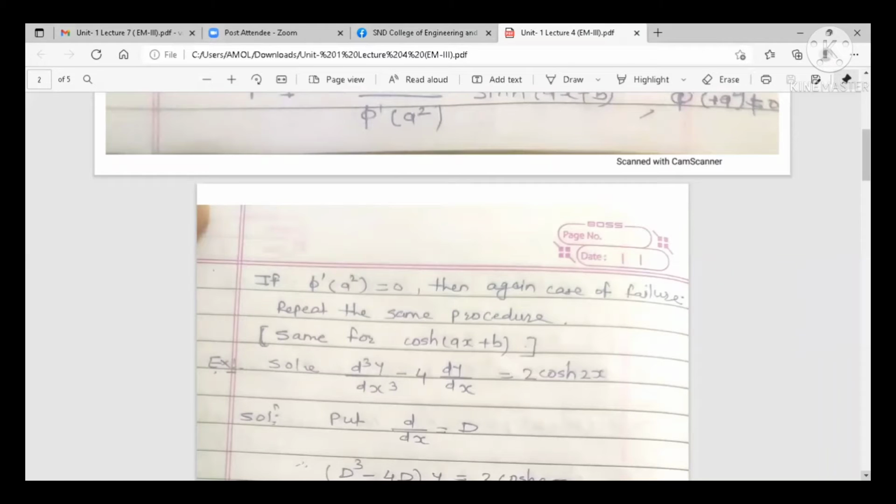The same result, the same formula, is there to find the PI when there is a hyperbolic cos function, cosh(ax+b). Same formula, meaning you replace D square by a square.